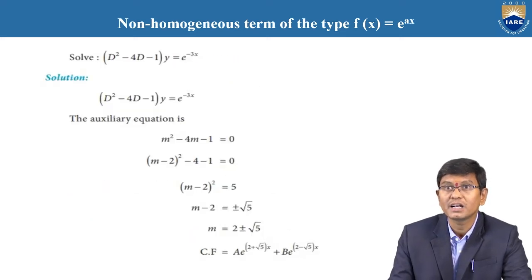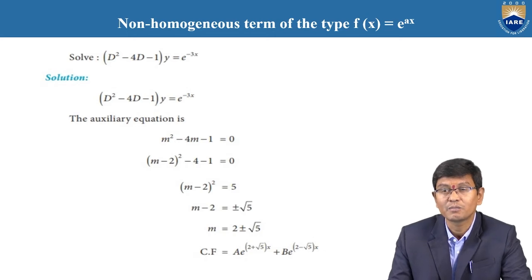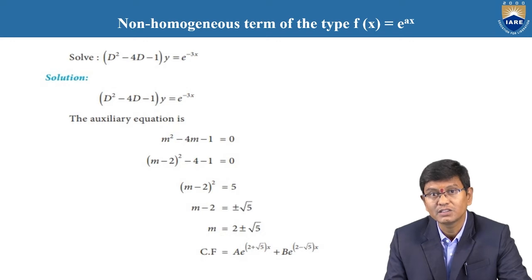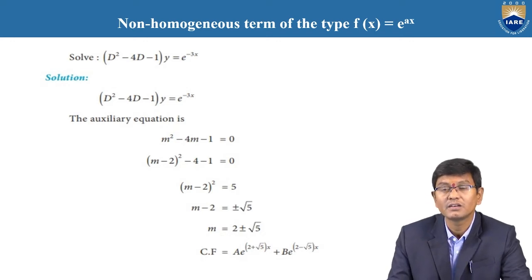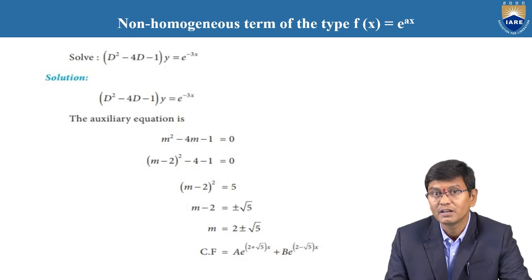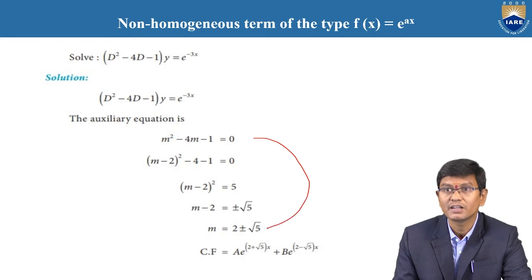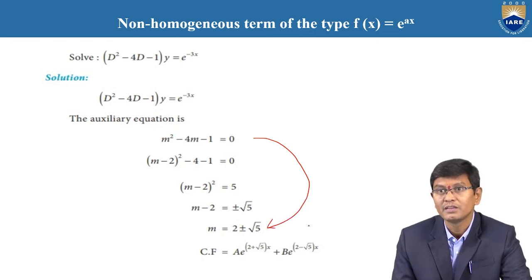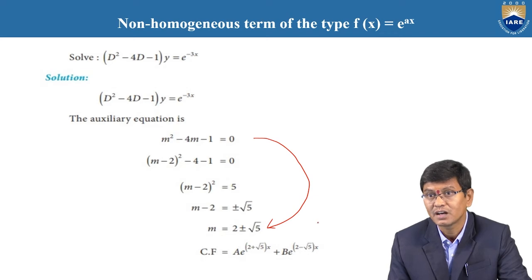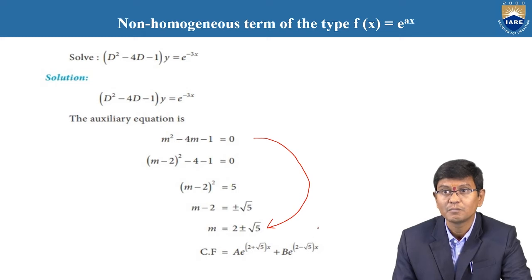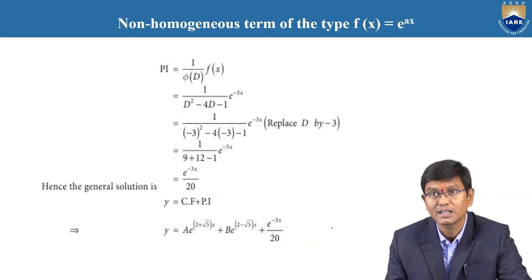Now, we need to discuss d square minus 4d minus 1 into y is equal to e power minus 3x. Therefore, again we need to write the auxiliary equation. By solving that auxiliary equation, we check whether the roots are different, equal, complex or such. In this problem, by solving, the roots are 2 plus or minus root 5. Since these are different roots, the solution is a into e power of 2 plus root 5 x plus b into e power of 2 minus root 5 x.